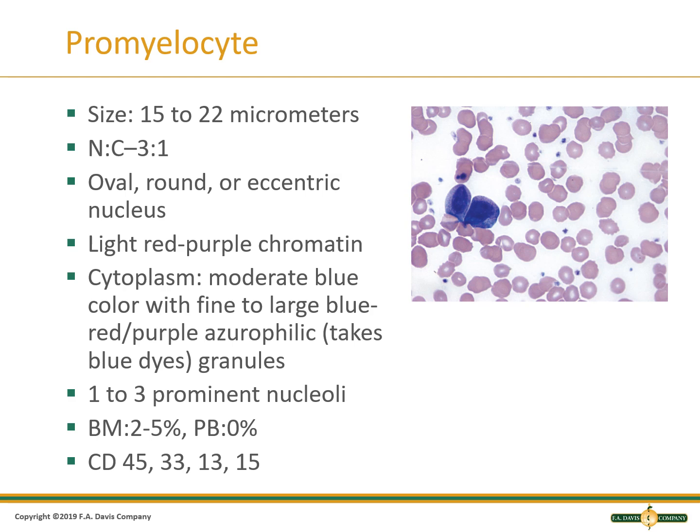The next stage in the maturation process past the myeloblast, or blast, is the promyelocyte. Here we have a size of 15 to 22 micrometers. The nucleus to cytoplasm ratio is 3 to 1, so you can see it's a lot different than the blast, where you can see much more of the cytoplasm on the outside of the nucleus. The nucleus can be oval, round, or eccentric. Eccentric meaning it kind of leans to one side.